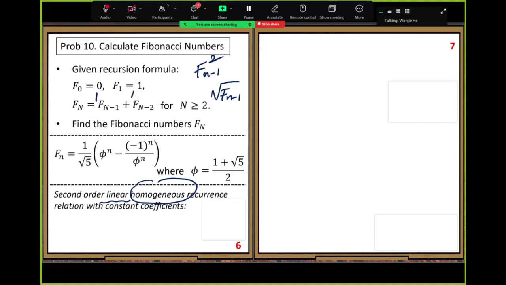Because for some recurrences, you have non-constant coefficients. For example, let me give you an example: f(n) equals n times f(n-1) plus n squared times f(n-2). That's the non-constant coefficient, n squared. Much harder. Here we have very simple constants, 1, 1. Very simple. All right, so that's the name of this equation type.